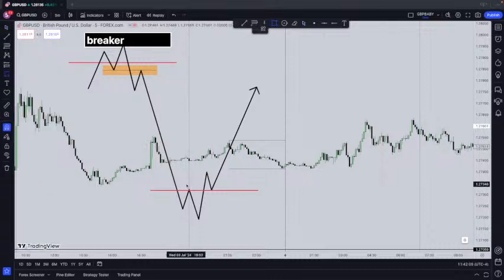So I tend to trade breakers, but they're in line. It's not just, oh, I'm waiting on a breaker. The breaker is in line with a fair value gap. It's in line with a bias. It's in line with time.